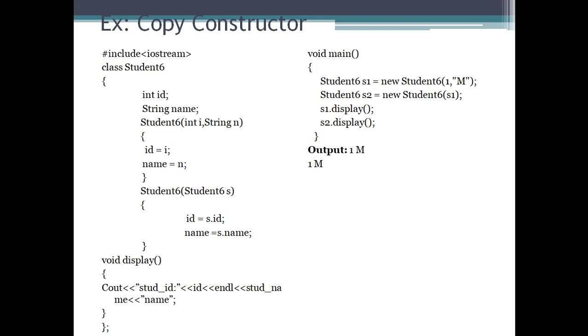So in this very simple example, we see how an object of one class is going to be passed. The object of one class is nothing but its data member values. Its data members here are the ID of the student and the name of the student.